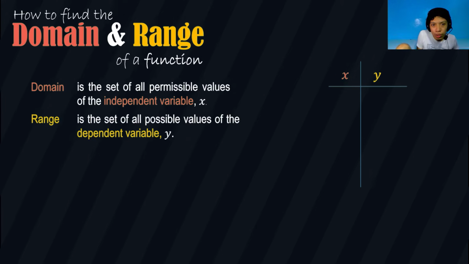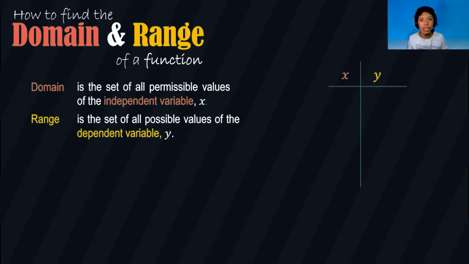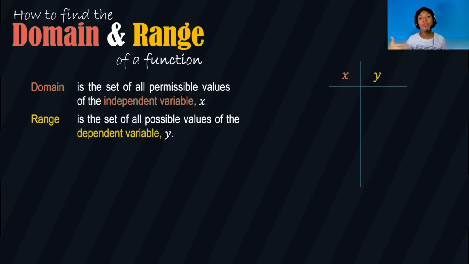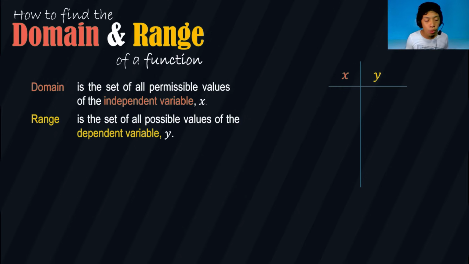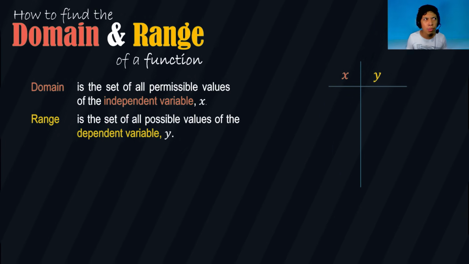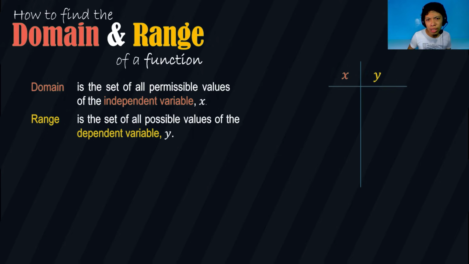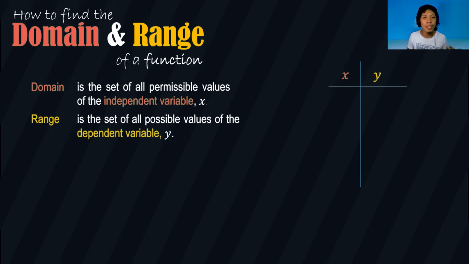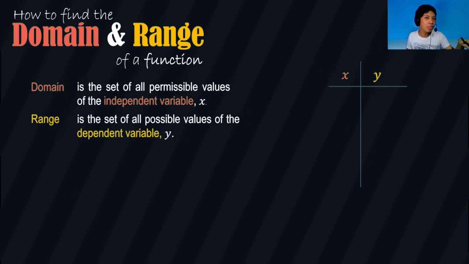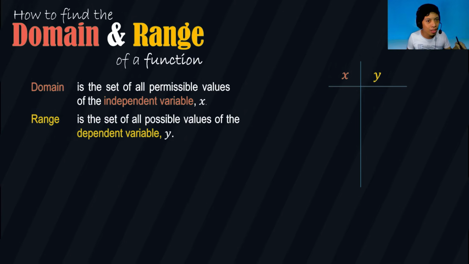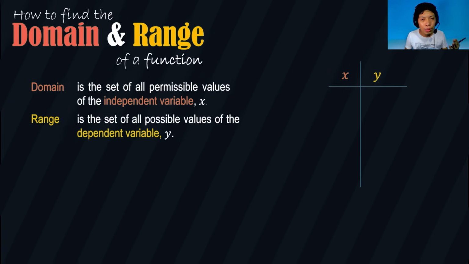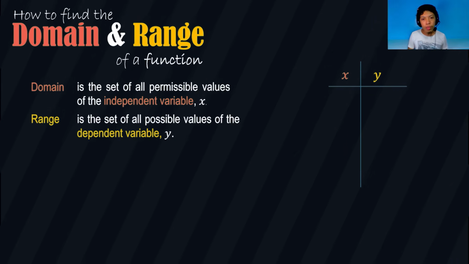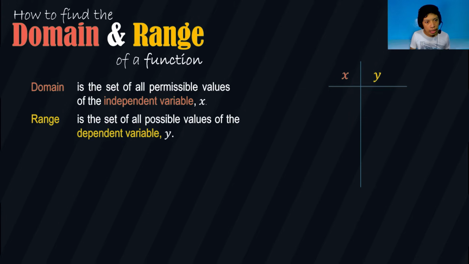Okay, now let's talk about the range of a function. It is defined as the set of all possible values of the dependent variable y. The word there is possible. Bakit possible yung ginamit, not permissible? Because domain, take note, domain is the independent variable. You can just put any values to x to find if it is permissible or not. Kasi yung values of y only depend on the values of x. That's why the word there is possible.